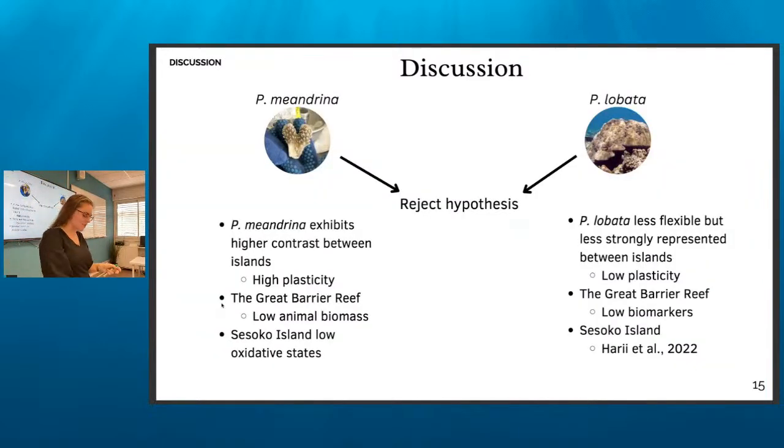Regarding our discussion, Pocillopora meandrina exhibits higher contrast between the islands. This is in accordance with the results observed in a paper published regarding the 11 islands within the Tara Pacific expedition previously analyzed. What this essentially means is that Pocillopora meandrina is known for exhibiting phenotypic plasticity based on its environment, and we could see that with the high contrast in our different biomarkers.